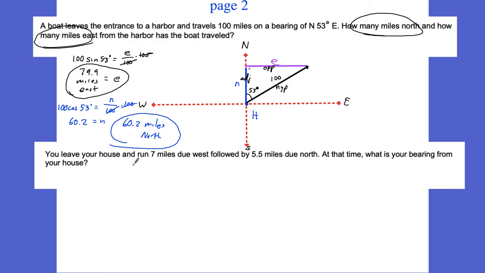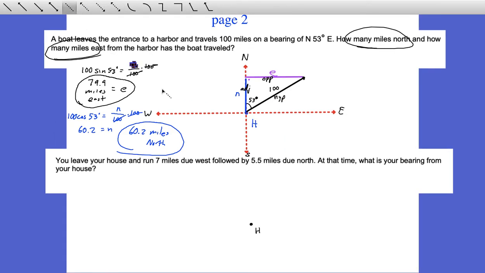So you leave your house and you run 7 miles due west, followed by 5.5 miles due north. At that time, what is your bearing from your house? Okay, so I interpret this as leaving our house. So here's our house. We'll call it H again. Kind of coincidental that it was H for harbor. This one is H for house.